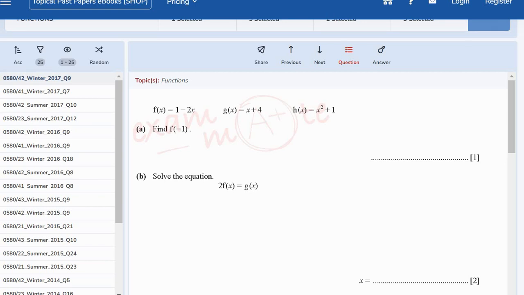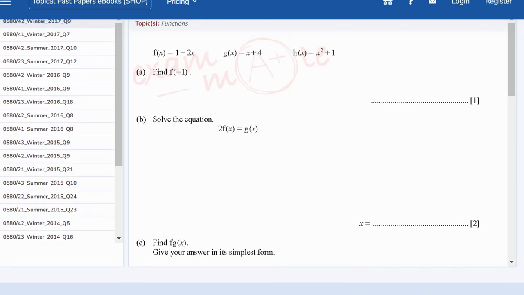So today we will be doing the topic called functions, alright? And in functions, I will be solving past paper questions. On the left hand side, right over here, all the years and the variants of the past paper are mentioned. These are IGCSE questions, alright?